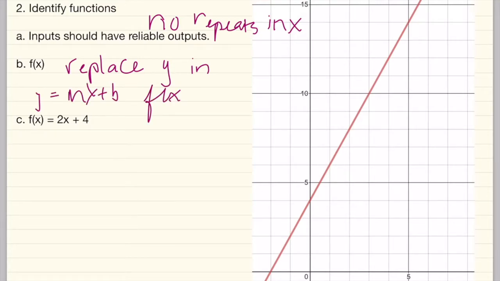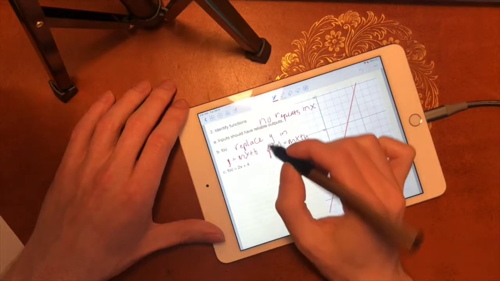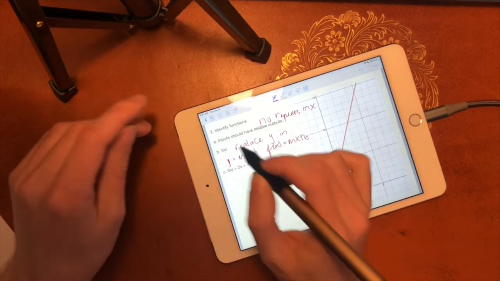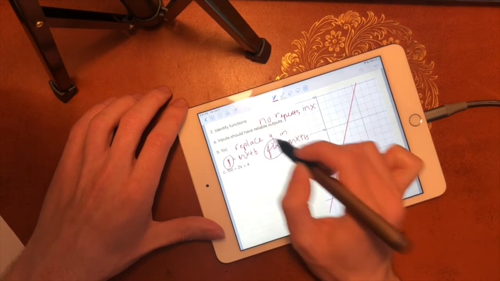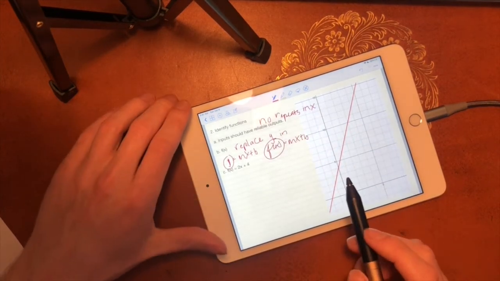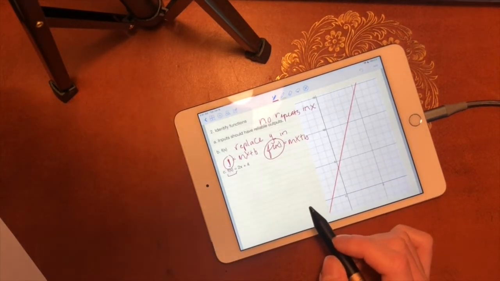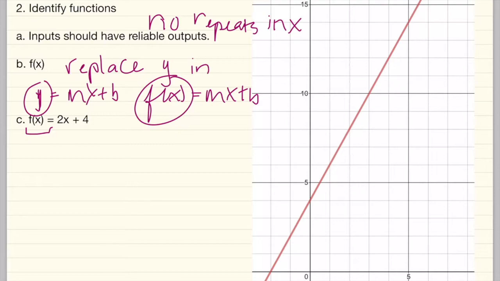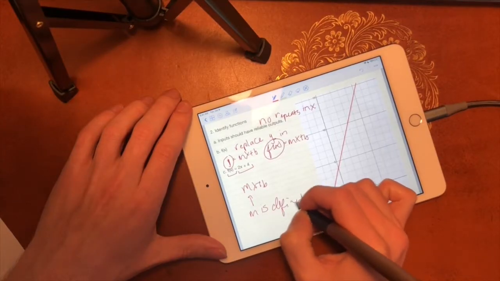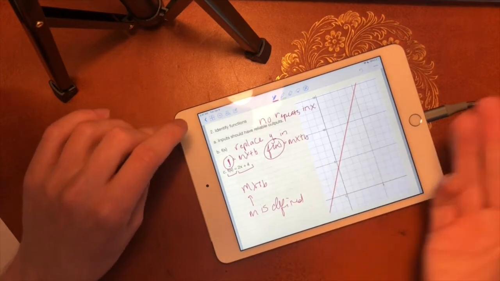So f of x is going to replace y in y equals mx plus b. We're going to say that could also be f of x equals mx plus b. And that tells us, without us having to think about it, that this is a function. Y is just the output, but f of x tells us it's a function right from the beginning. So when we have this, f of x is equal to 2x plus 4, we can tell it's a function because it says f of x. And actually, any linear relationship that has this mx plus b, as long as m is defined, meaning that it's a number, then we have a function.